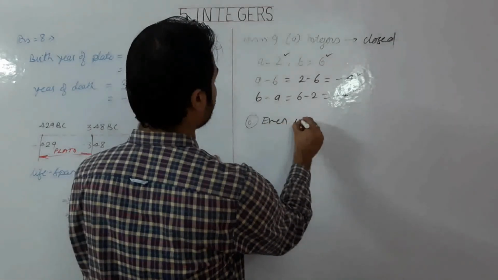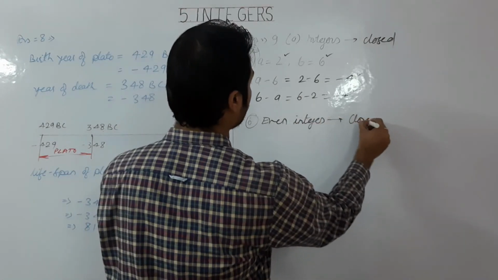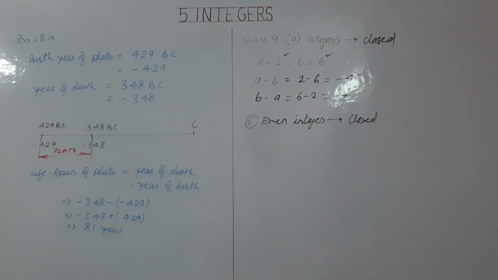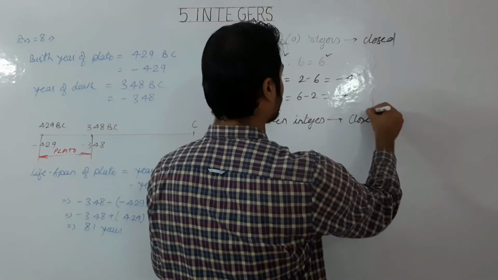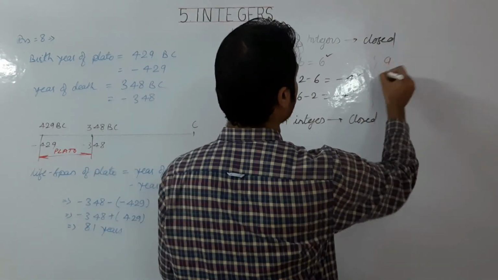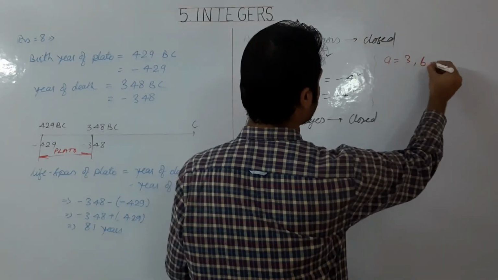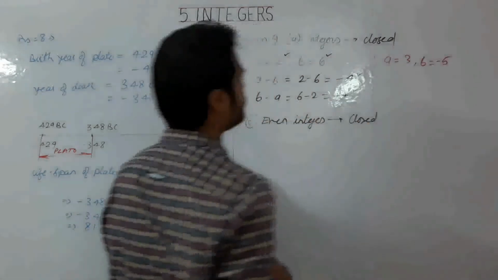Even integers are closed under subtraction. Okay, only for check. Let us assume some new odd values. A is say 3 and B is minus 5.